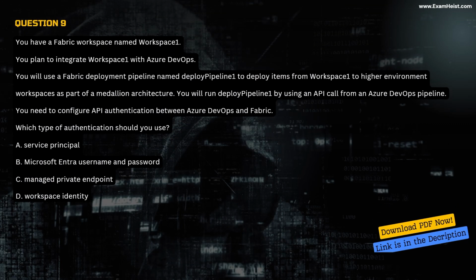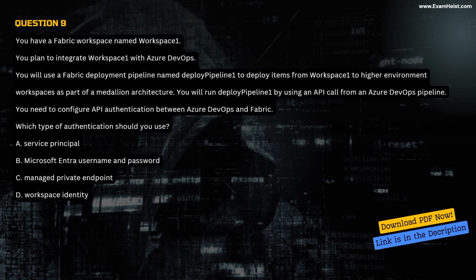Question 9. You have a Fabric workspace named Workspace 1. You plan to integrate Workspace 1 with Azure DevOps. You will use a Fabric deployment pipeline named Deploy Pipeline 1 to deploy items from Workspace 1 to higher environment workspaces as part of a medallion architecture. You will run Deploy Pipeline 1 by using an API call from an Azure DevOps pipeline. You need to configure API authentication between Azure DevOps and Fabric. Which type of authentication should you use?